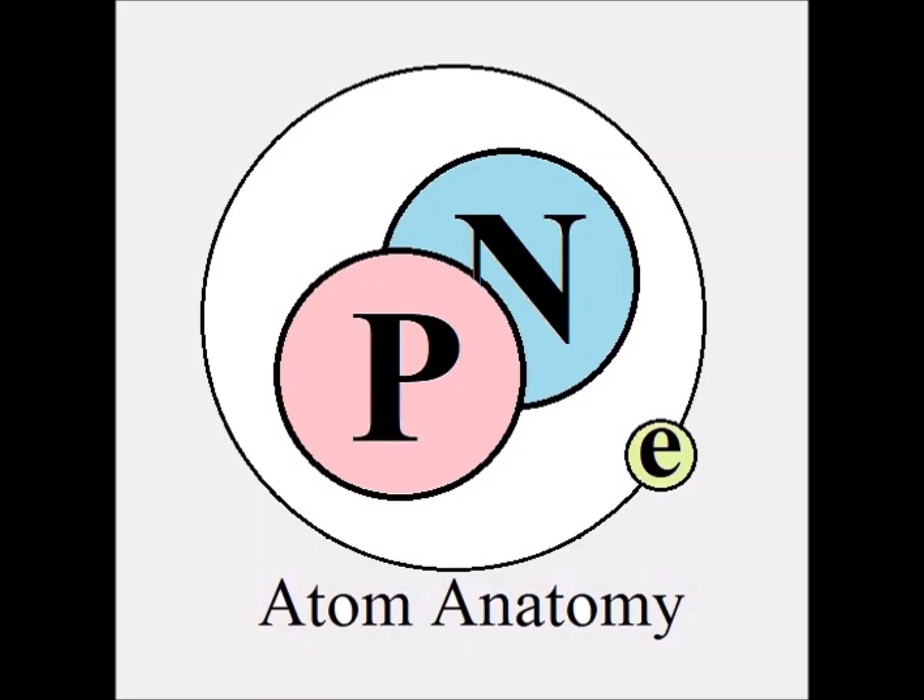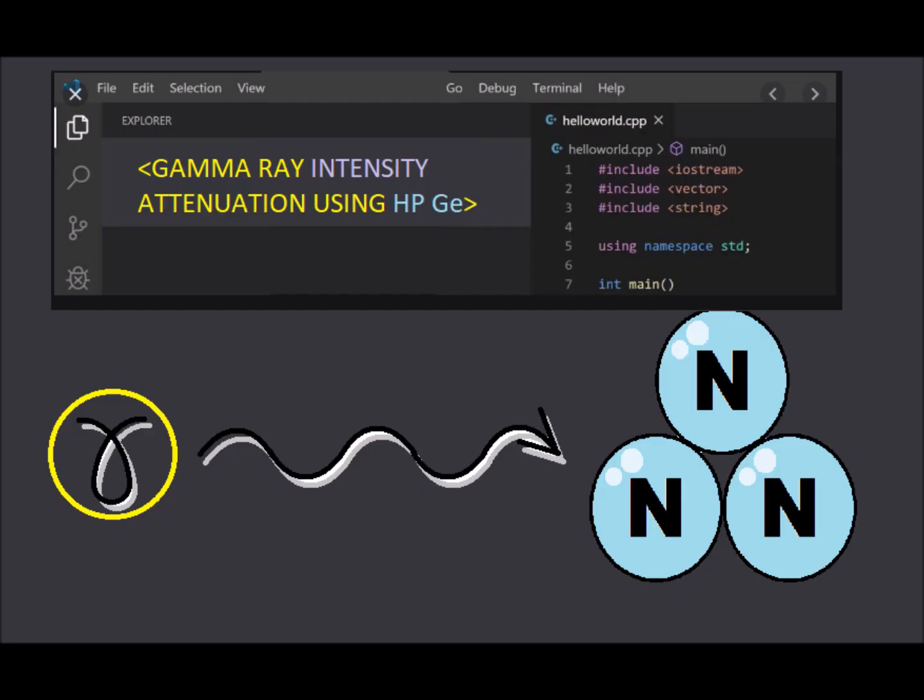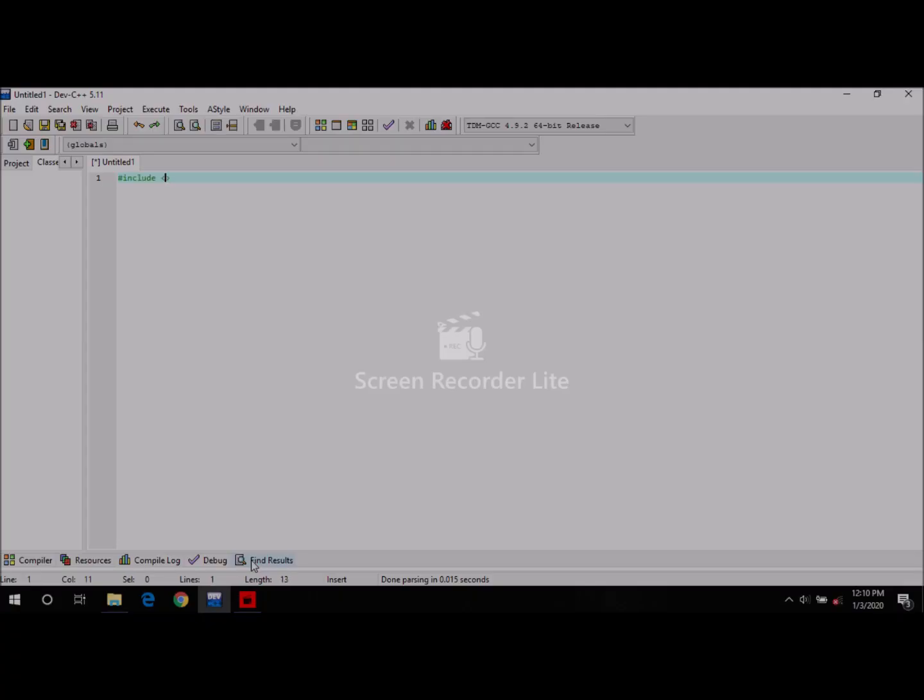Hello everyone. Today we're going to discuss and write the C program for varying gamma ray intensity attenuation using high purity germanium detectors. So at first we include the libraries, that's stdio.h, conio.h and math.h. We keep the float empty. With writing the formulas, we'll input the variables in the float column.